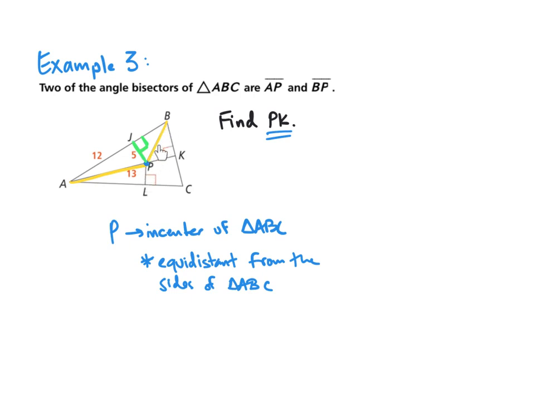But then if I look at this segment, segment BP, it's also an angle bisector. So segment BP bisecting angle ABC, which means that point P, again our incenter, will be equidistant from the 2 sides of angle ABC. So we already know that it's 5 units away from this segment AB. It's also going to be 5 units away from this segment, segment BC. So that would tell us that the length of PK would be 5.